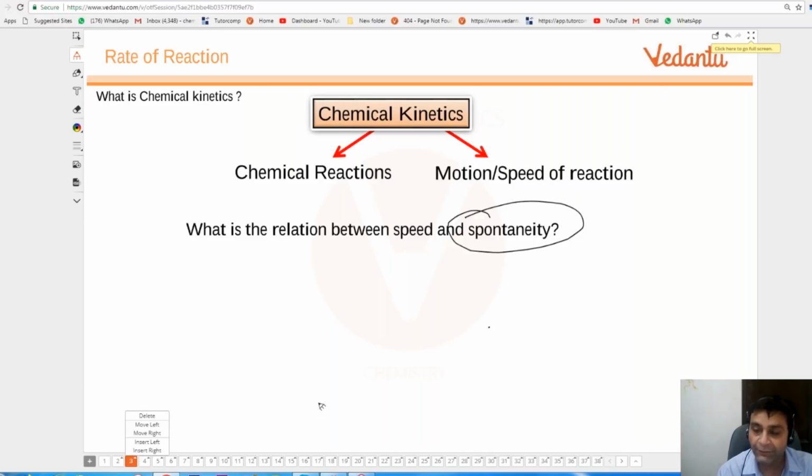If you're predicting this, then what is the thermodynamic criteria for the spontaneity of a reaction? Tell me something about the thermodynamic aspect. Under what condition is the reaction spontaneous? Delta S greater than zero. Very good. Entropy change must be positive. Anything else? Exothermic, delta H should be negative. Okay, perfect. So delta H should be negative, delta S should be positive.